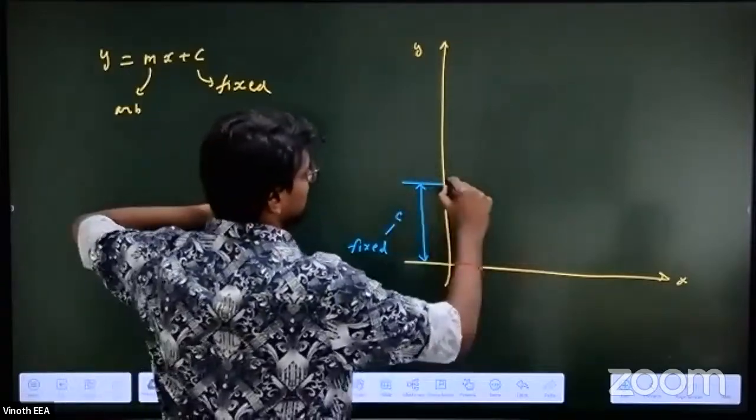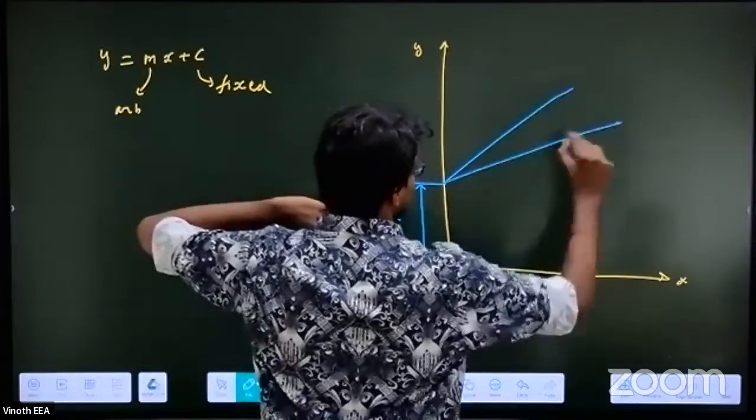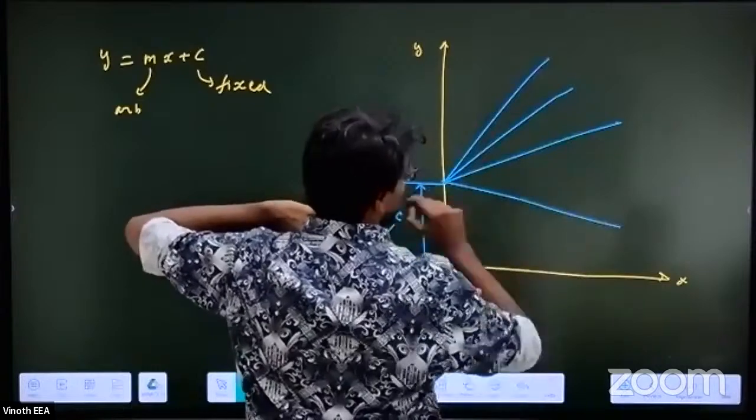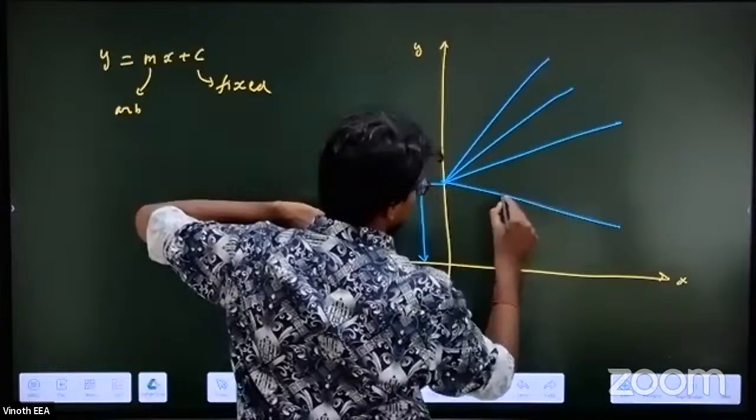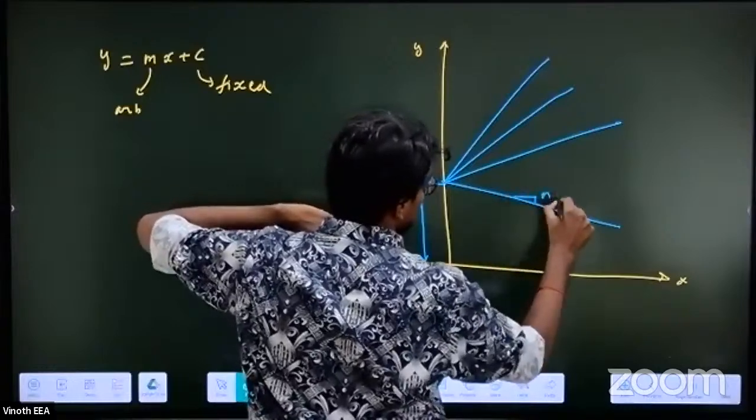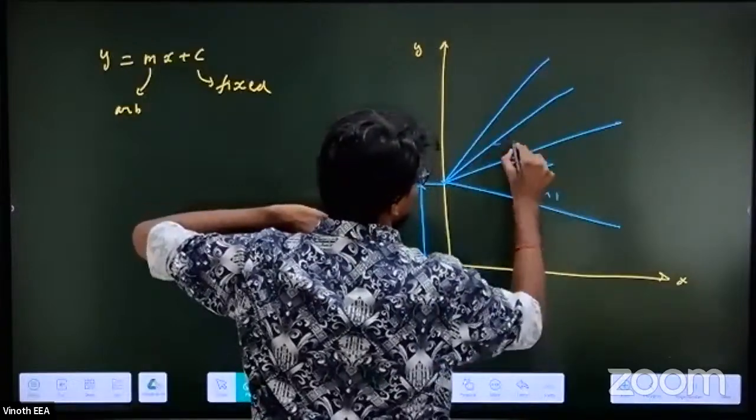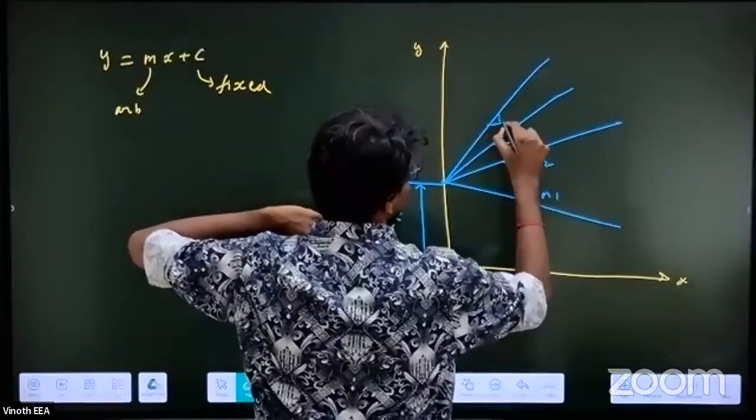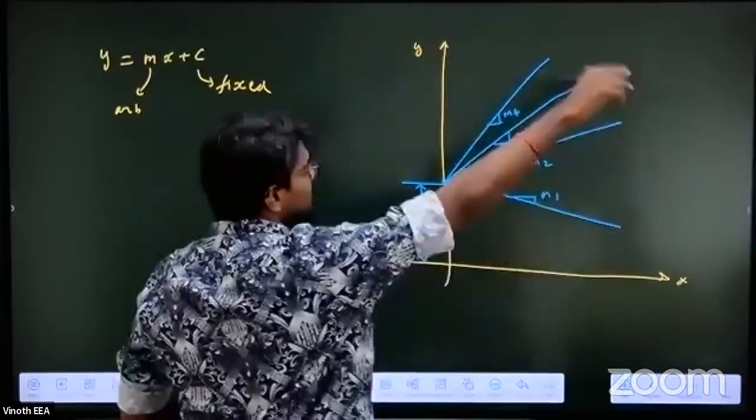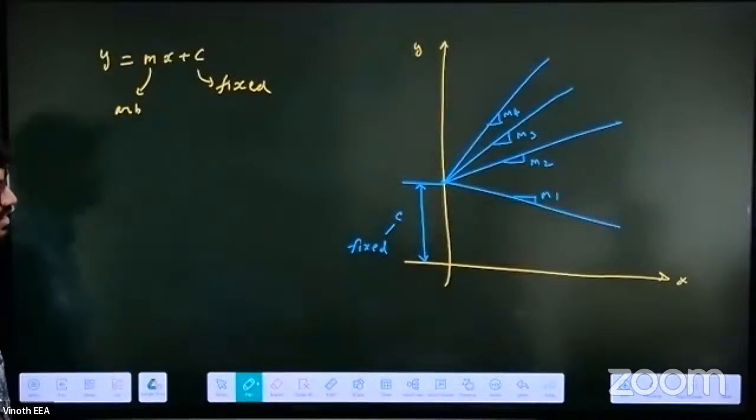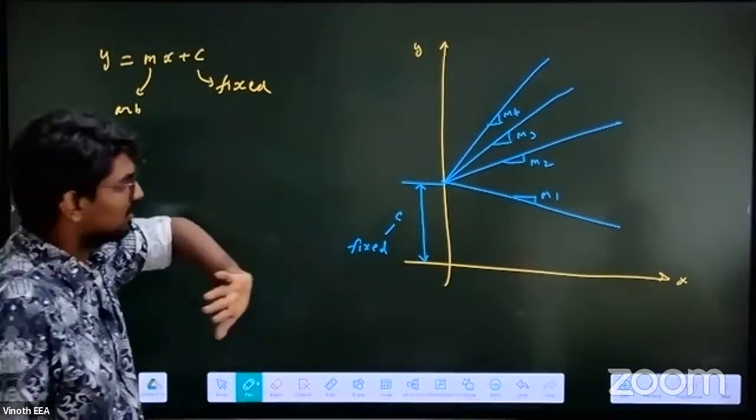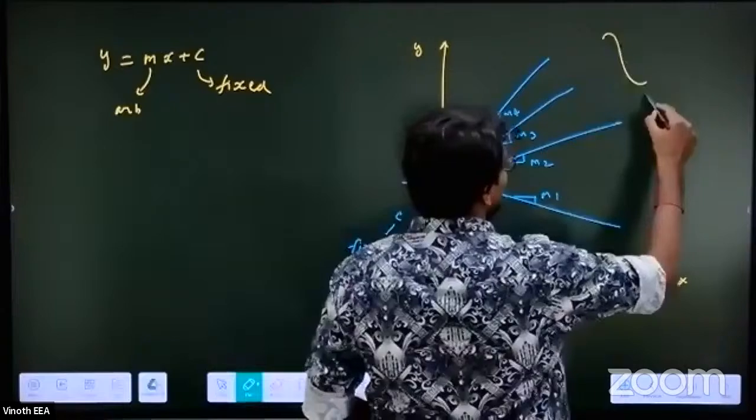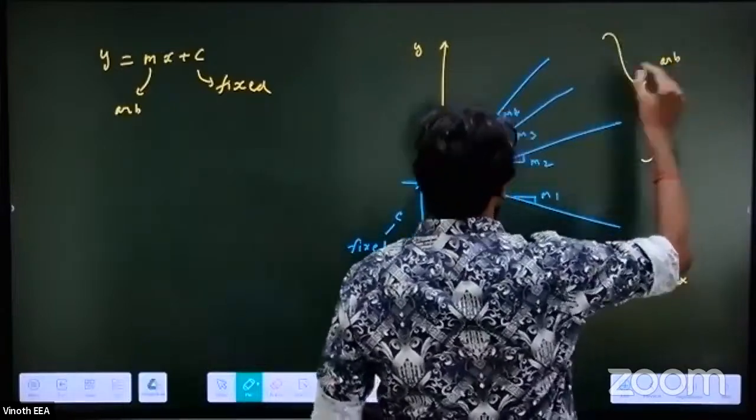Maybe I will use the same color. Something like this, I can have a number of lines. This is my m1, this is my m2, this is my m3, this is my m4. For this family of straight lines, which is the arbitrary constant and which is the fixed constant? I have already said it. M is changing, so the slope is changing, but the y-intercept is fixed. So this is arbitrary, this is fixed.